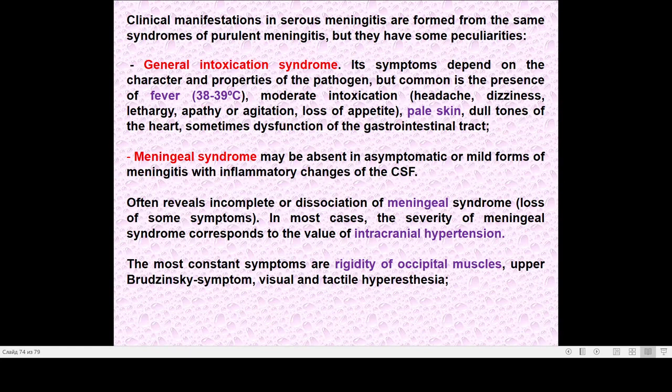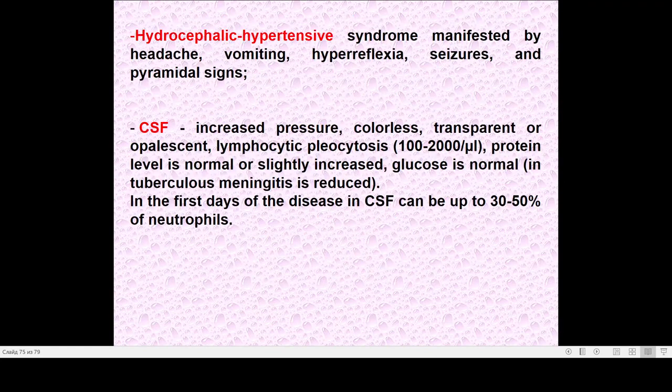What is interesting here, the meningeal syndrome is less severe. Meningeal signs may be less severe, it may be a mild form of infection with mild meningeal signs or absence of meningeal signs. But it may demonstrate a clinical picture the same as purulent meningitis. In cerebrospinal fluid, lymphocytic pleocytosis, protein level slightly increased, sugar level is normal.